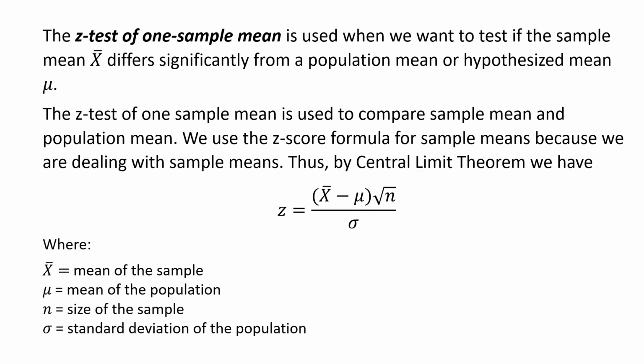The z-test of one sample mean is used when we want to test if the sample mean differs significantly from a population mean or hypothesized mean. Okay, so si z-test, yan yung ginagamit natin to compare the sample mean and then the population mean. So yung formula for that is z is equal to x bar, this is the sample mean, minus mu, this is the population mean, times the square root of n, and that is the sample size, all over the sigma or the standard deviation of the population. So, ito yung formula na gagamitin.